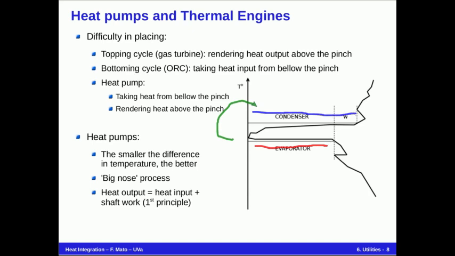For heat pumps, the smaller the difference in temperature, the better, because in practice it cannot be very wide. This makes this type of big nose processes adequate for this utility. And remember that following the first law, the heat output above the bench must equal the heat input plus the shaft work employed in raising the level. And this is all for common utility design.